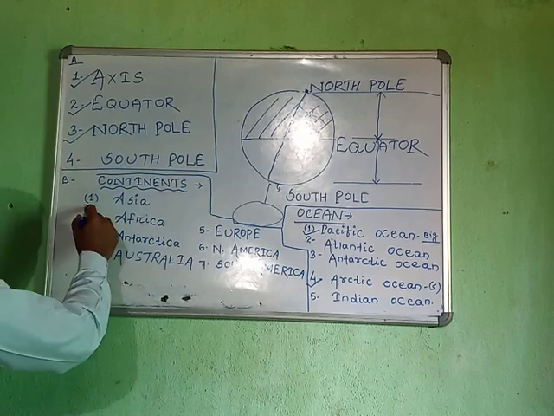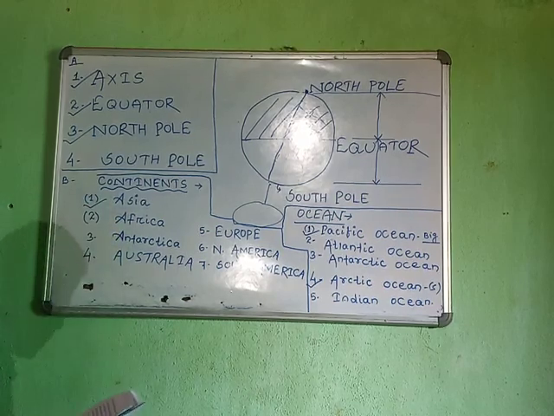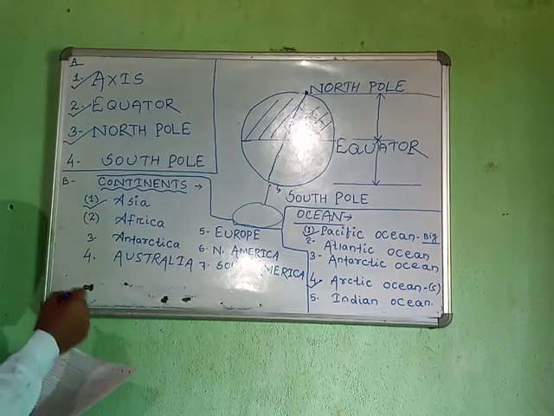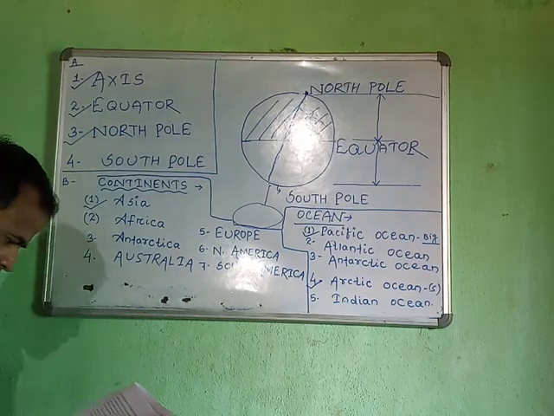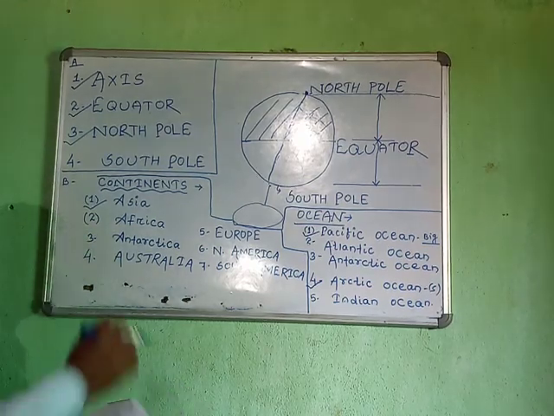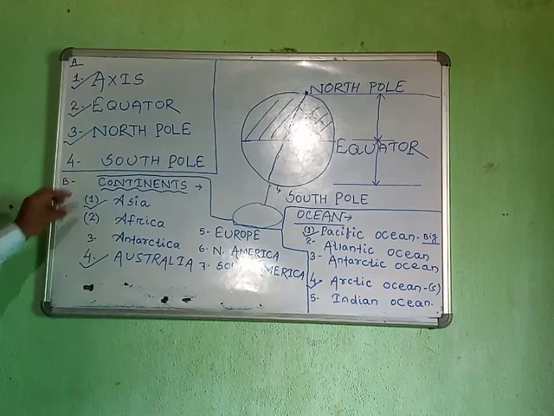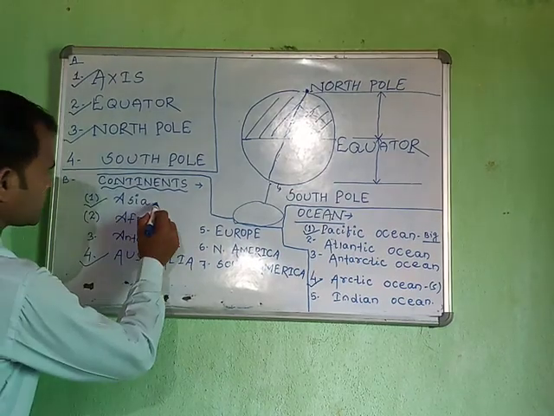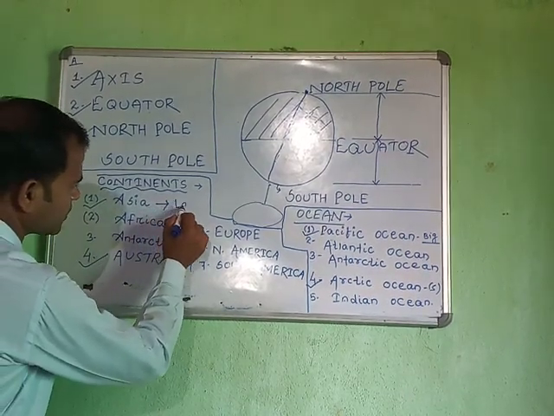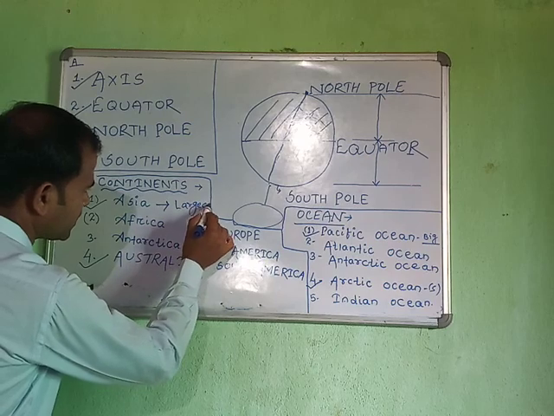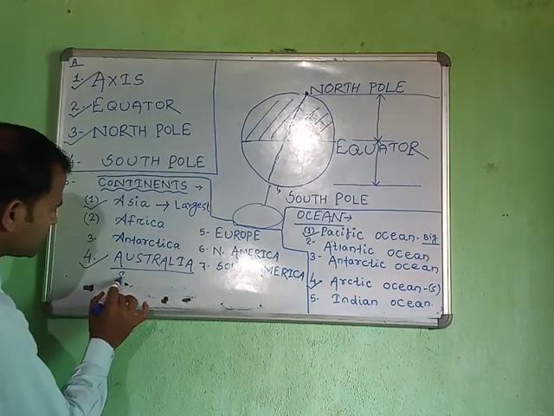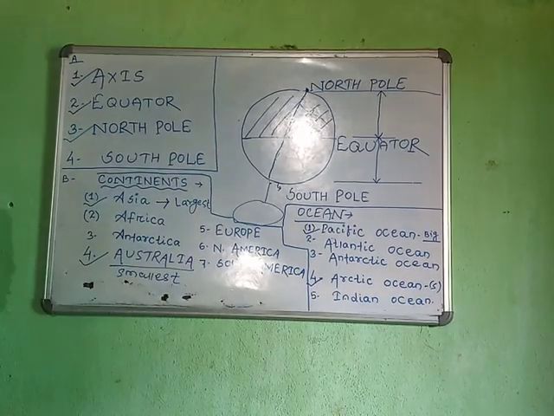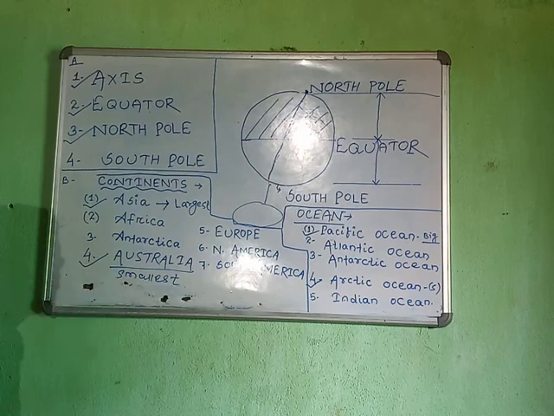Among these, Asia is our biggest continent, and Australia is the smallest continent. Remember this: Asia is our largest continent, and Australia is the smallest. So you have to remember the names of the continents, which one is largest and which one is smallest.